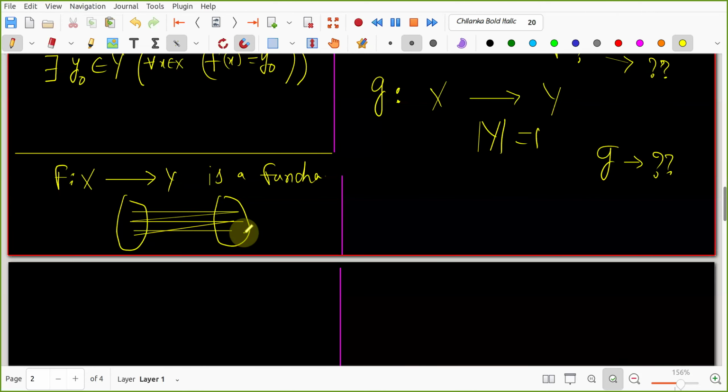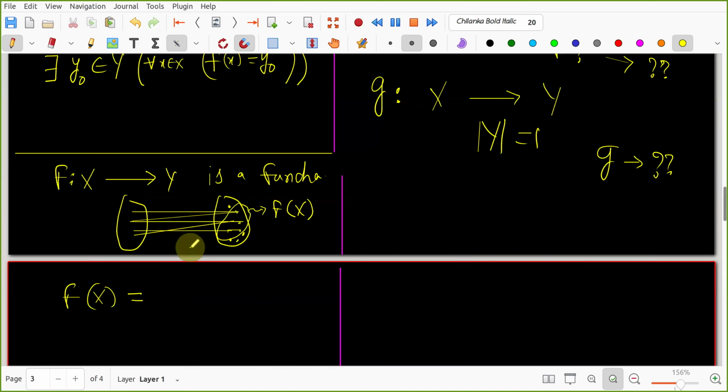Sometimes some elements in Y may be left over. But all elements of X need to have an image, by the definition of a function. So these elements are all mapped. This we call capital f of capital X. So what is f of X now? Can anyone define it? What is f of capital X? I'm clearing all of you.